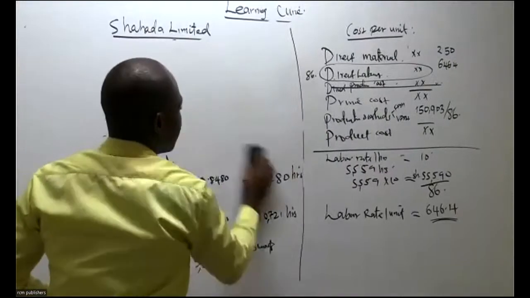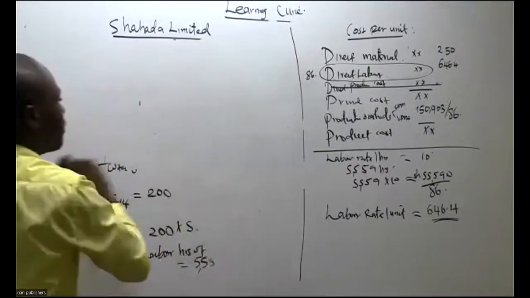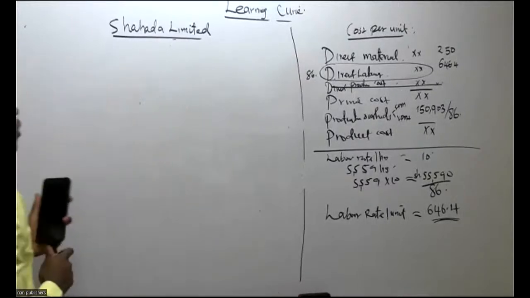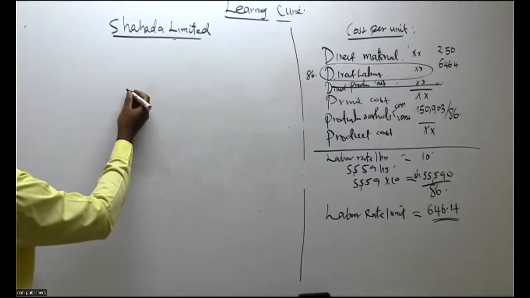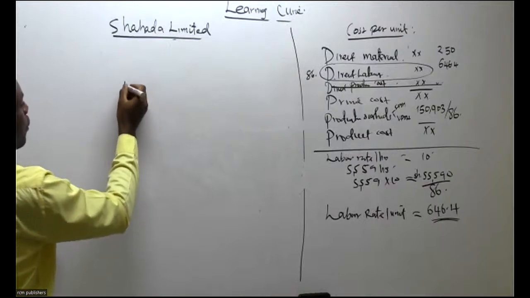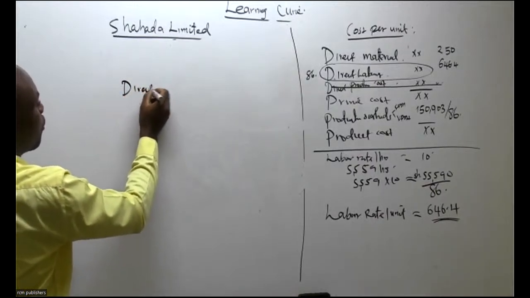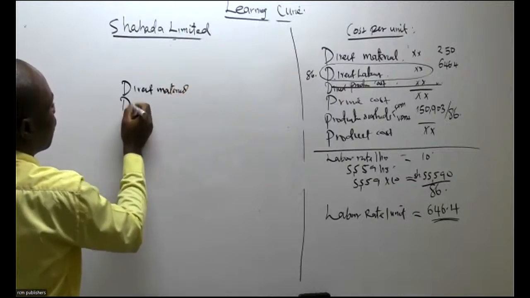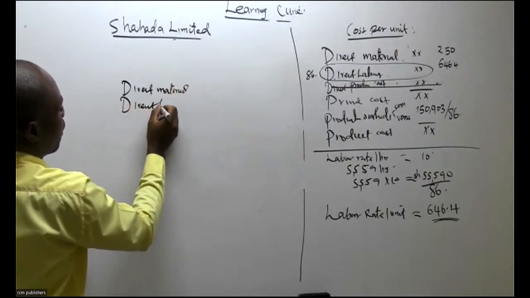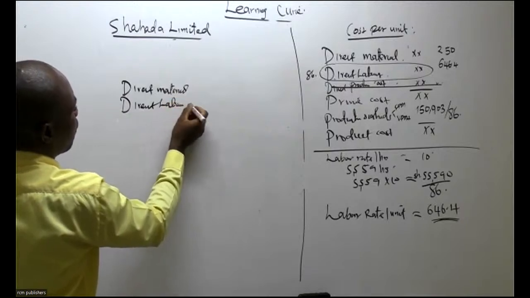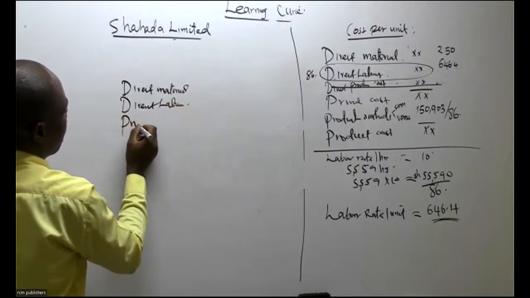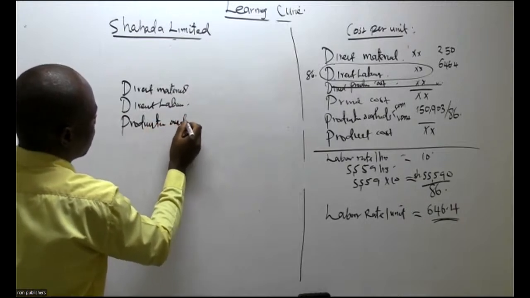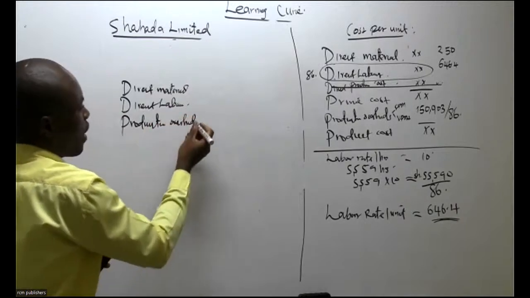And then you see how this topic is interesting, and imagine in every sitting you are going to get it. So these are some of the low-hanging fruits which we need to start harvesting as early as today. Direct material, direct labor, then production overheads.